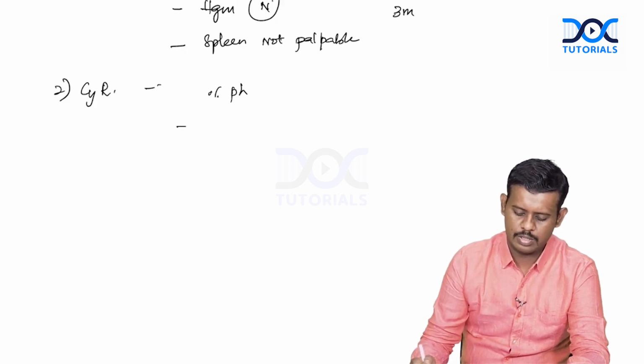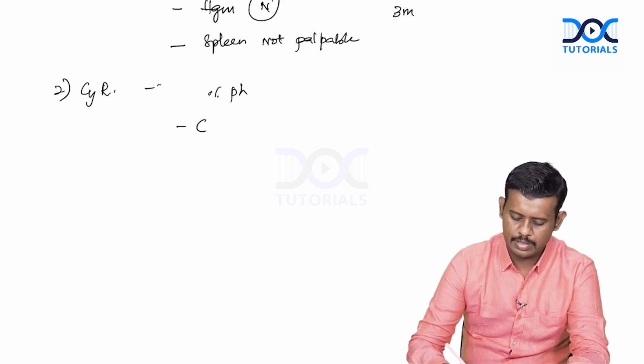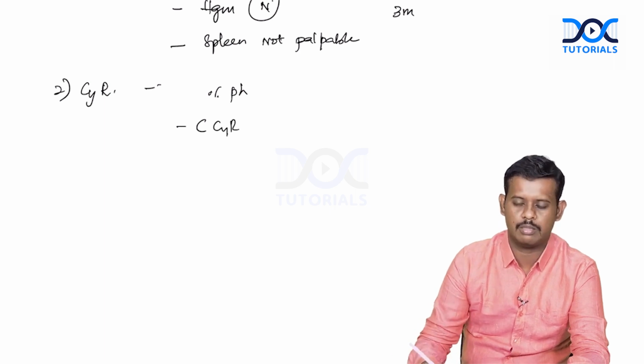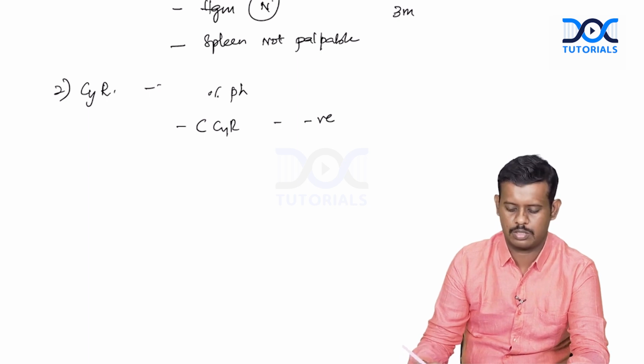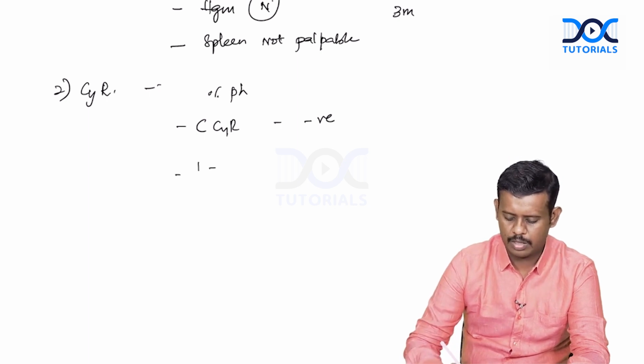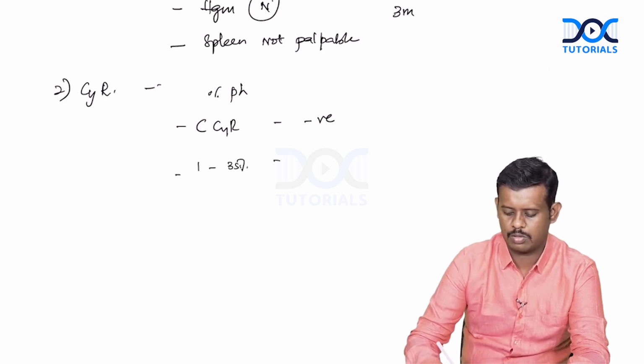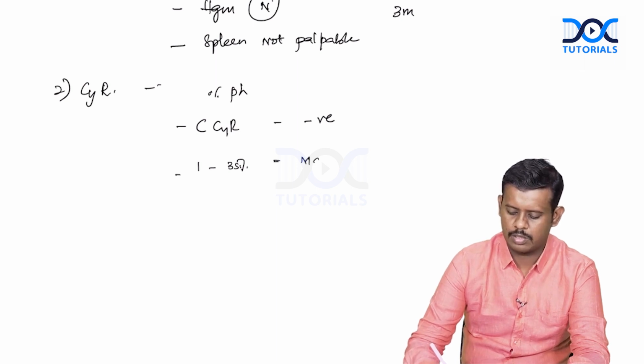So cytogenetic response can be either a complete cytogenetic response. As you know, complete means there are no Ph positive cells in the bone marrow. It is 0%. Anything between 1 to 35% is called major cytogenetic response.